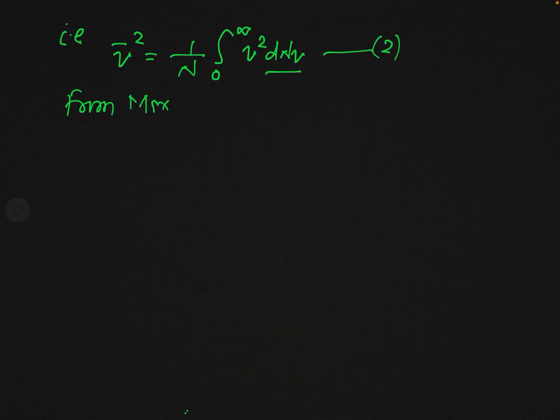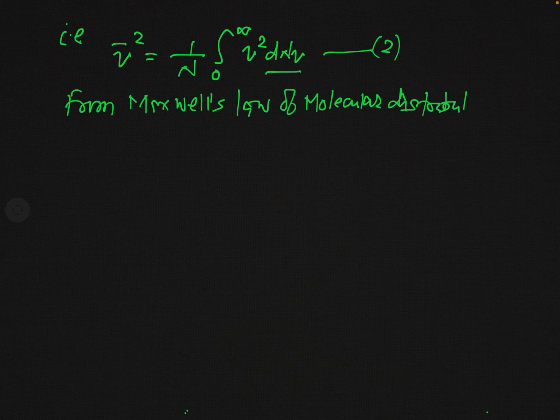So from Maxwell's law of molecular distribution, or you may say Maxwell-Boltzmann law of molecular distribution, you have seen and I have mentioned just earlier, and I hope now you can remember. So there is no need to turn over the page always to show that result. So definitely you have in your mind this result. dn_v is equal to 4 pi N a cube e raised to the power minus b v square times v square dv.